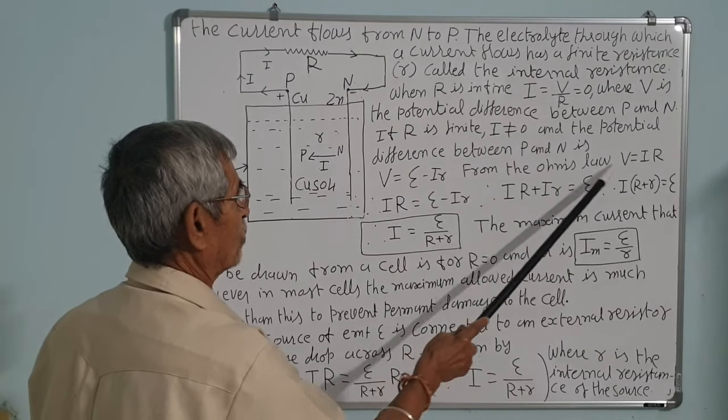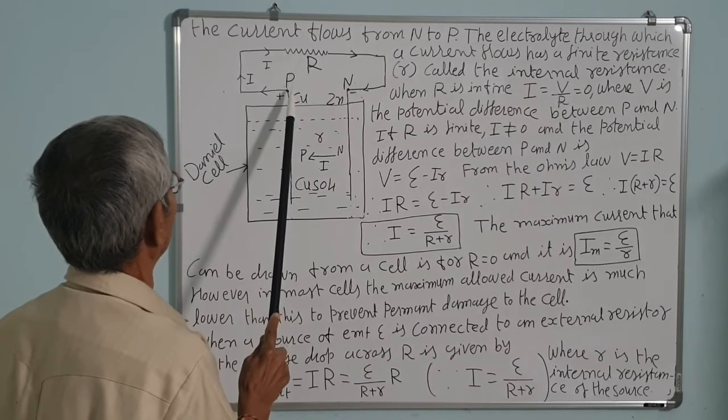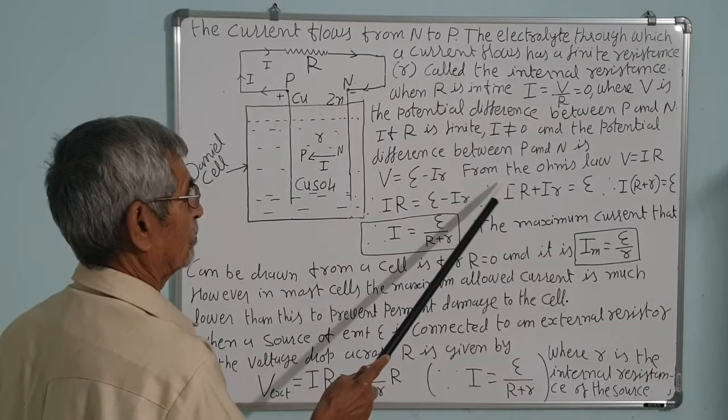From Ohm's law, V is equal to IR. The potential drop across R is equal to V, that is the potential difference between P and N. Also, correct, that is equal to IR.